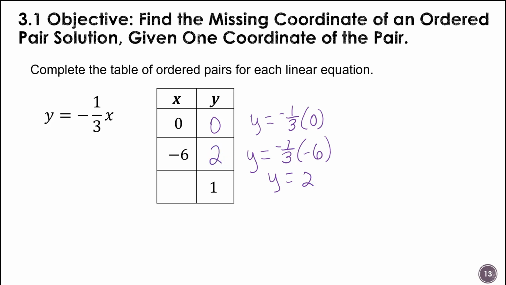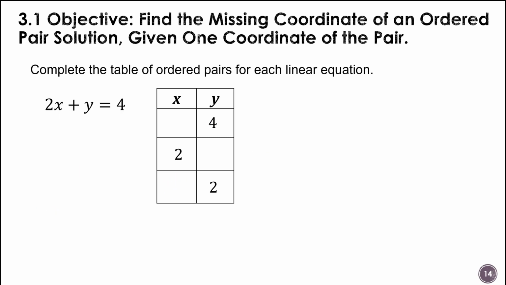And then on the last one we have to substitute for y. So 1 goes in for y, and we're going to solve for x. So we're multiplying by the reciprocal of -1/3, which is -3. Anytime you multiply reciprocals, they equal 1, so that isolates the x, and x is -3. Okay. All right, here's another equation. So on this one, the first one, we're going to substitute 4 for y and then solve for x. So subtract 4, then 2x equals 0, so x equals 0.